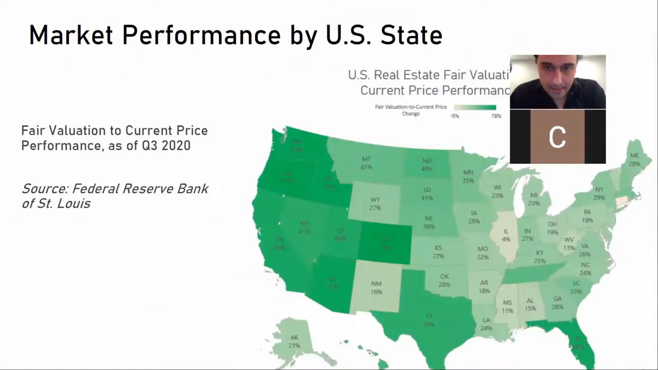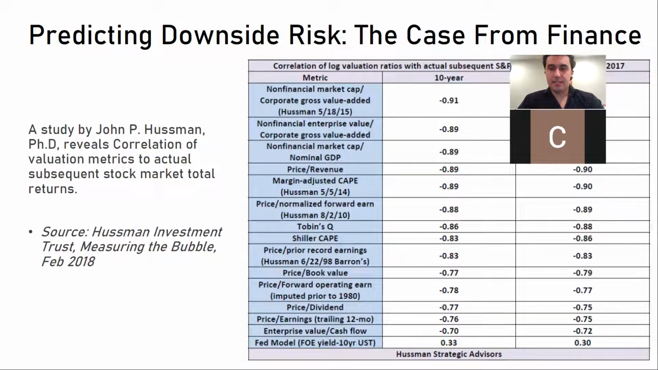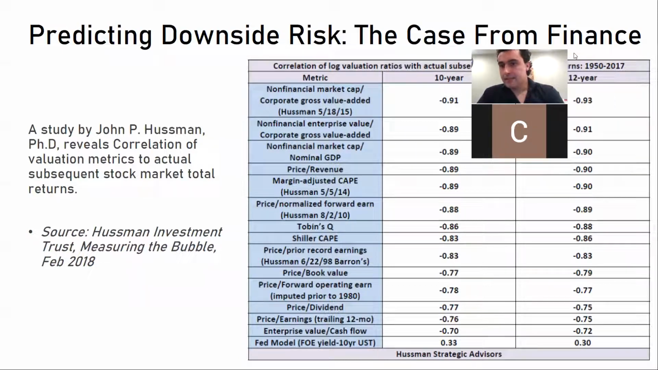And then, predicting downside risk, the second topic. So it's not a very long discussion today. The second topic, predicting downside risk, is based on a finance study by John Hussman from Hussman Investment Trust, listing the correlation or predictive power of various measures versus actual subsequent S&P 500 total returns. And it's used as a measure of the bubble, as he calls it.